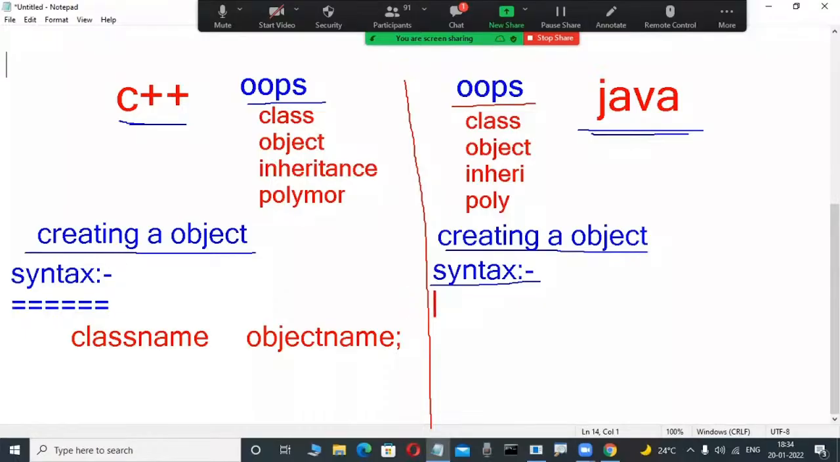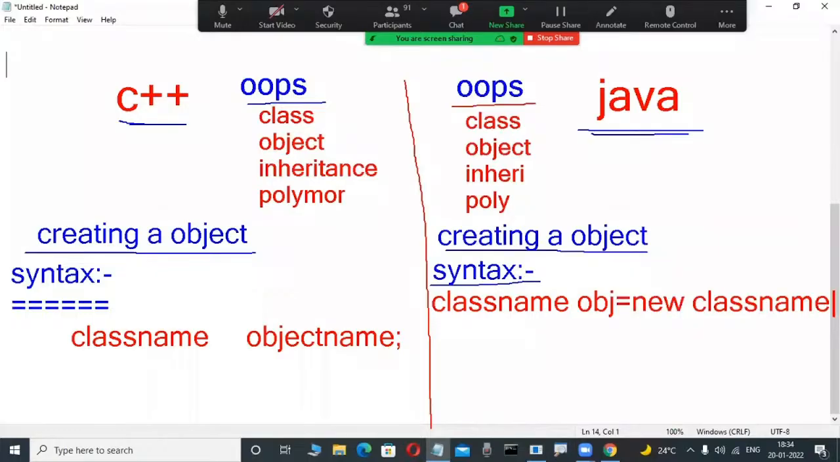And now some fellows are telling correct. Class name, okay. Class name space object name is equal to new class constructor. Some other syntax is there or not? Yes, observe here. That's why these two languages are syntactically different or same? Different. Syntactically different. Conceptually, OOPs concepts are same. But here syntactically different. And also functions are totally different.